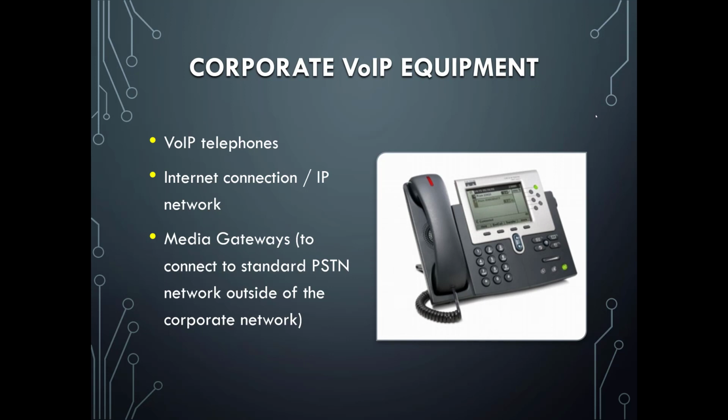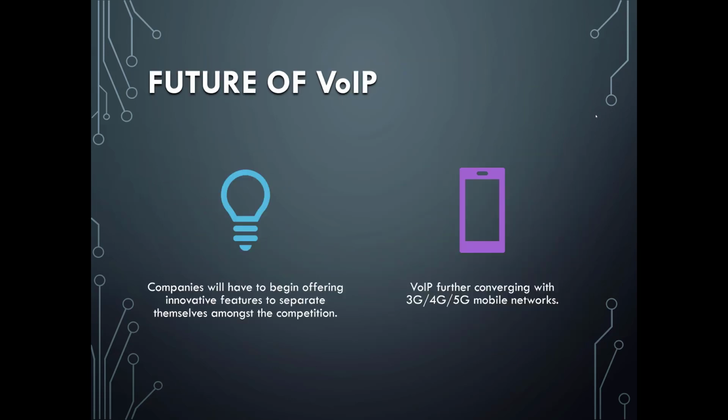Now, corporately, like we have at Nash CC, that's kind of an example of a phone you might have. It usually has some type of media gateway as well as the internet connection. And this actually has a port on the back so you can share the internet connection with your computer.